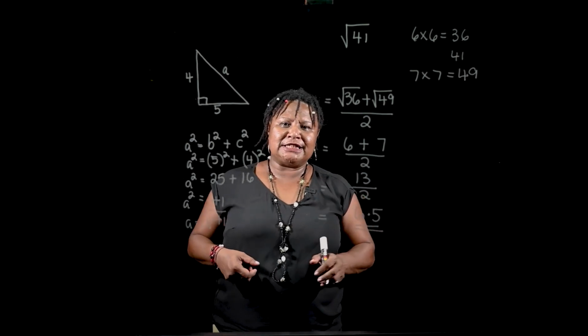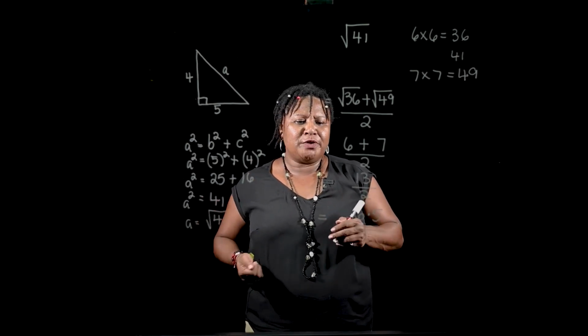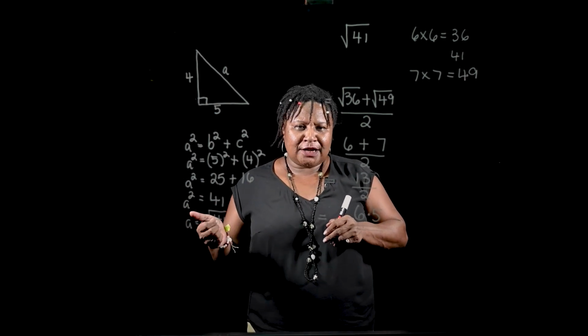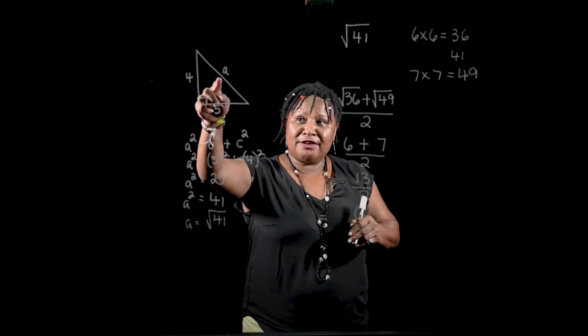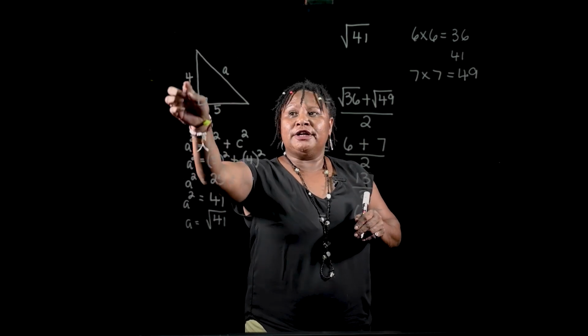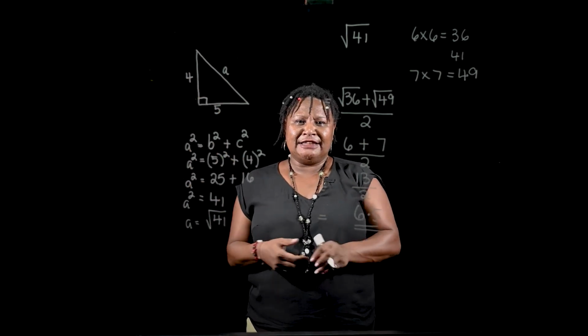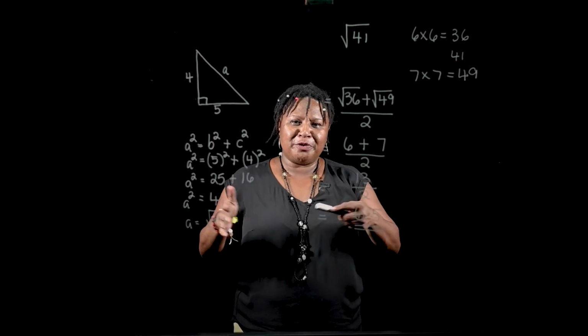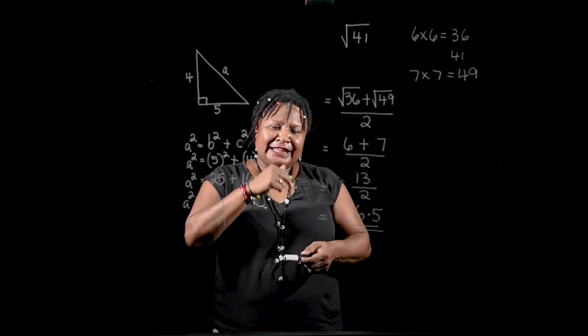Okay, that's our answer. So now you can see how we relate estimating the square root of numbers that are not square numbers to how we can find the hypotenuse or even the shorter sides here if the number is not a square number.